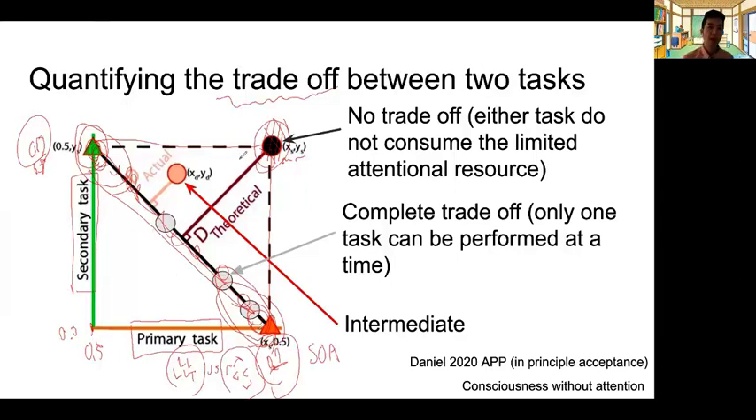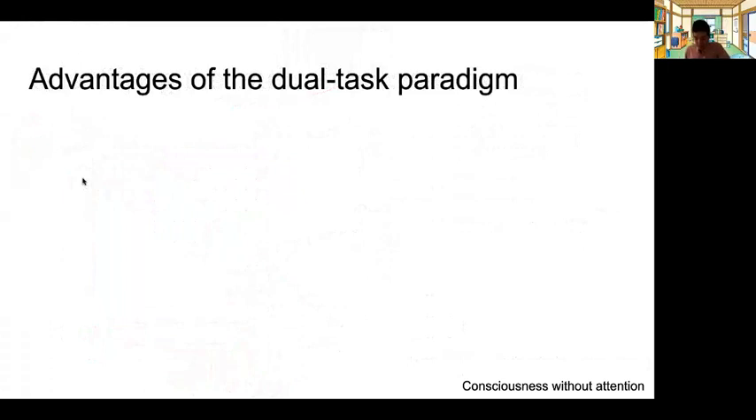Okay, so these are, roughly speaking, 3 different outcomes of the dual task situation. And before going into the result, I just want to discuss these advantages of the dual task paradigm when you consider consciousness and attention. A consciousness without attention situation, right? Or asking if it's possible or not.